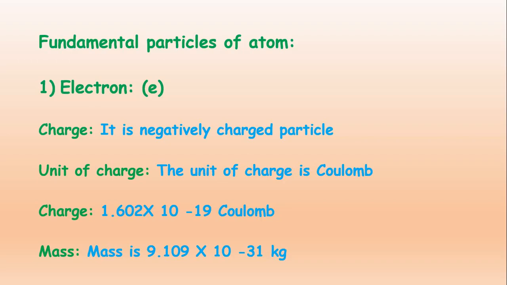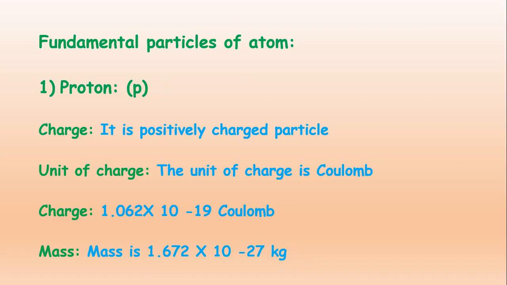Like electron, the electron is a negatively charged particle, and the unit of the charge is coulomb. And what is the amount of charge? That is 1.602 into 10 minus 19 coulomb. And what about the mass of the electron? That is 9.109 into 10 minus 31 kilogram. This is the mass of the electron.